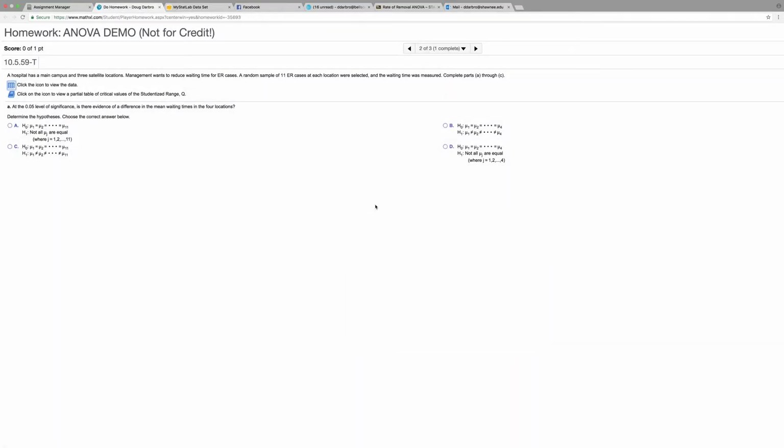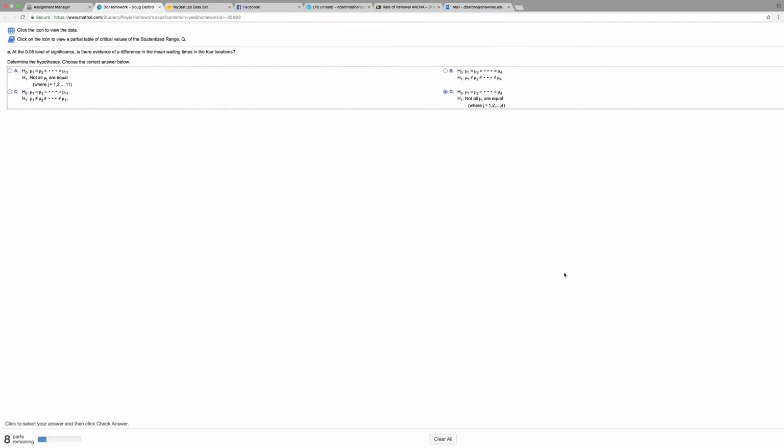Alrighty, so first of all, check what are the hypotheses. Well, we know that the null hypothesis has to be all equal, and the alternative is not all mu sub j are equal, where j equals 1, 2, 3, and 4. So since there are 4 hospitals, we would choose the subscripts 1, 2, 3, and 4.